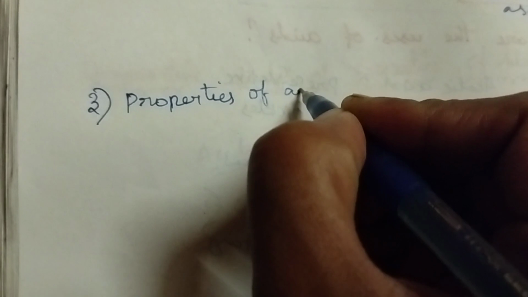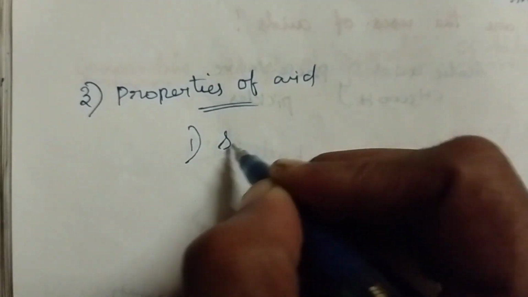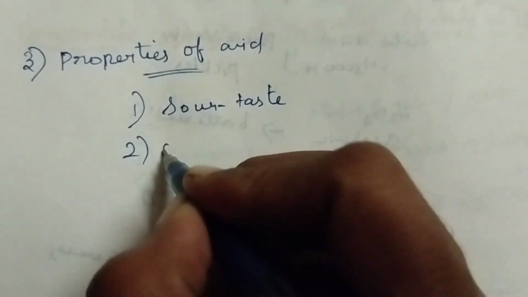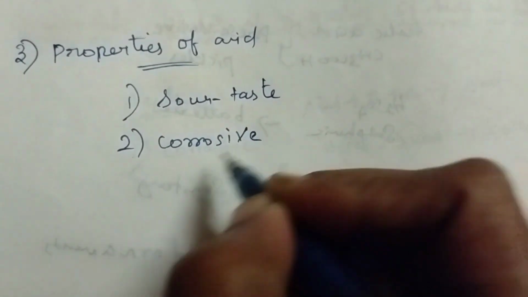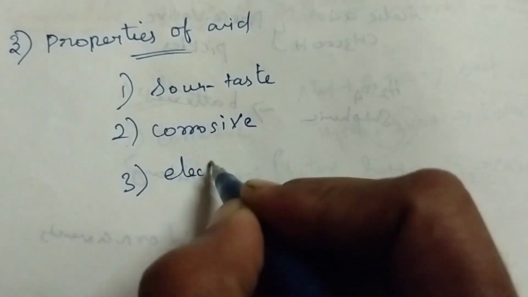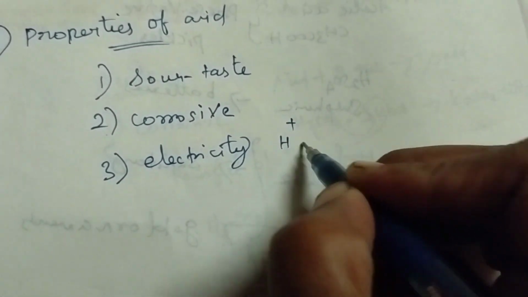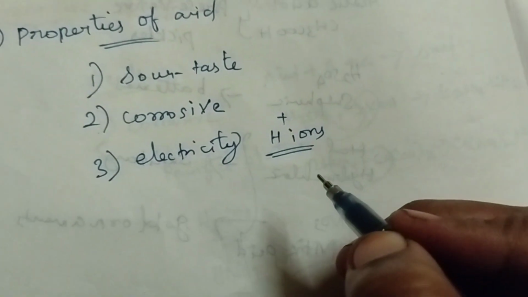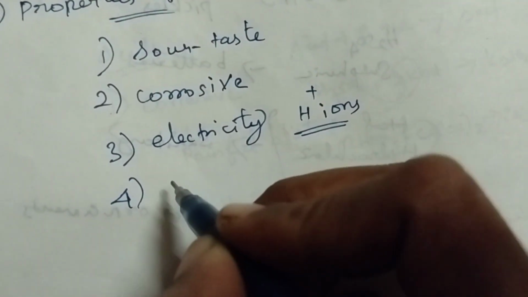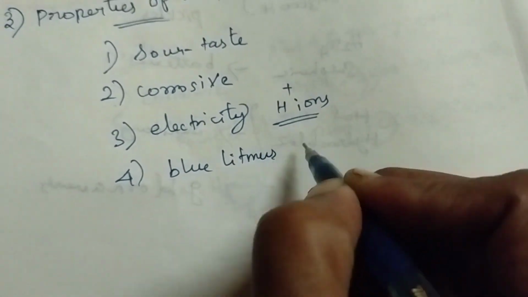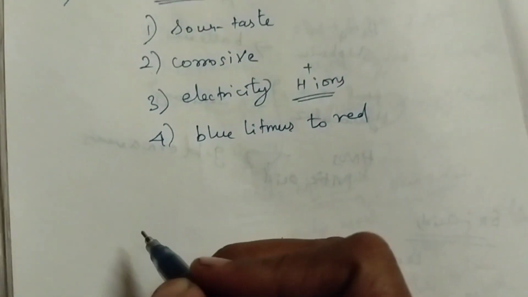And the next question is, give some properties of acid. What are the properties of acid? It has a sour taste. It is corrosive, a corrosive chemical substance. It conducts electricity. Why? Because the acid contains H plus ions. These H plus ions are the main source to conduct electricity. And the next one is, it has the ability to change blue litmus paper to red. So these are all the properties of acid.